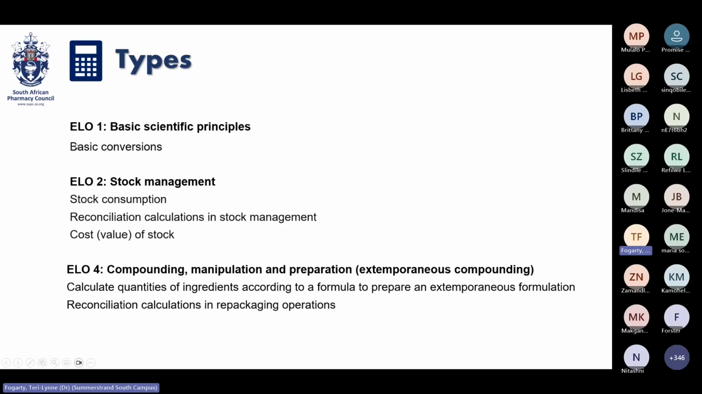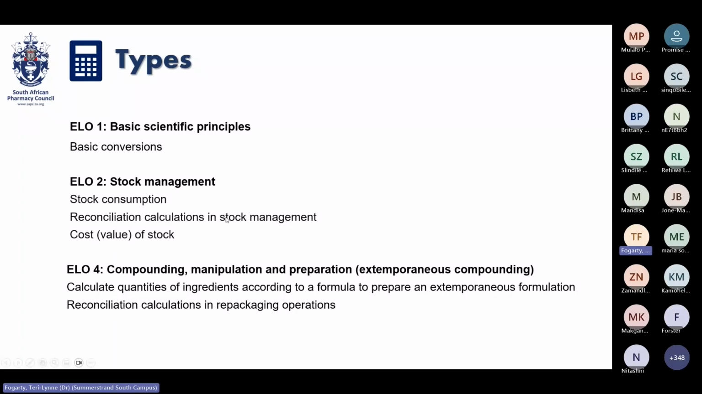The types of questions you might get asked in ELO 1, which is basic scientific principles. We might ask you some basic conversions. So how many milligrams is in a gram, for example, and you'd be surprised how many people get that wrong. So that's a good one to go practice. How many milliliters in a liter? How many milliliters is a medicine measure? It's not even a calculation. Do you know how many milliliters is in a medicine measure? You'd be surprised how many people don't know that.